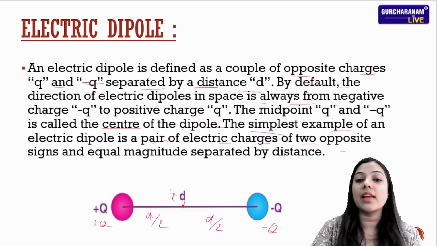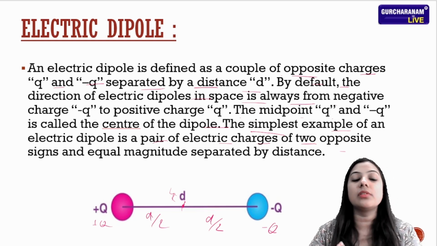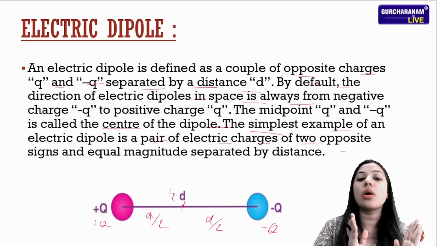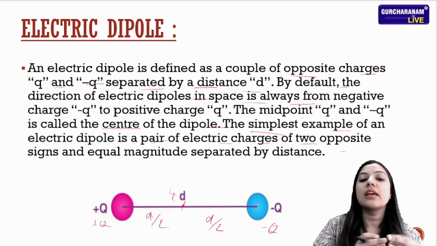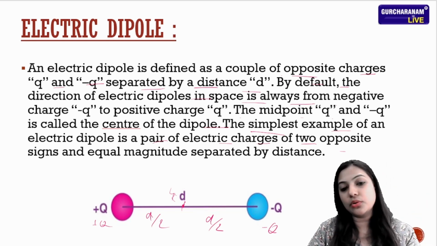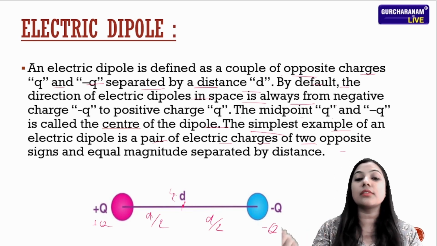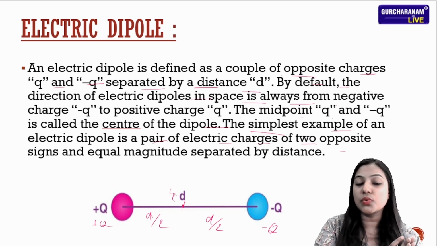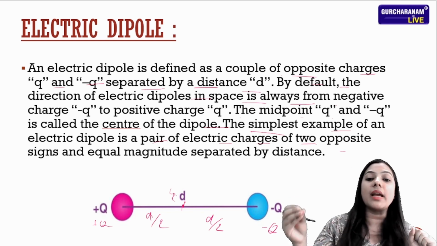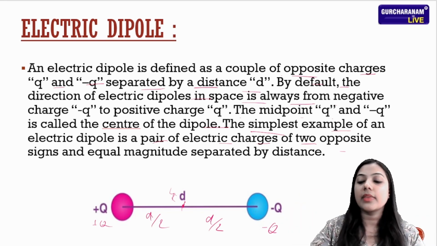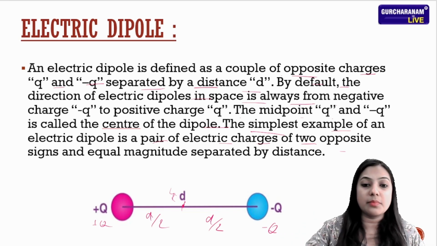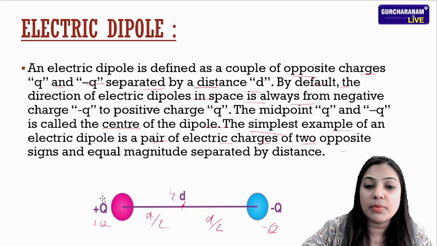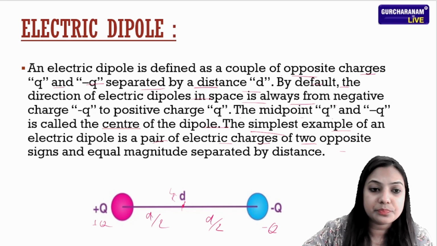That's why we can say these are couples. These are opposite in sign, but their magnitude is always equal. That means if the charge is plus q, the other charge is minus q. If the charge is plus 2q, the other charge is minus 2q. The magnitude is always the same, and the distance between them is d.